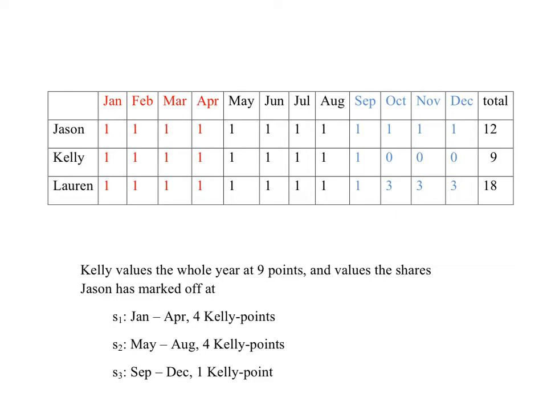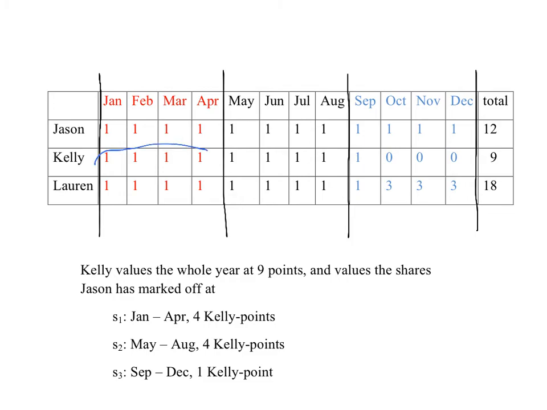Of the 3 shares that Jason has marked off, which ones are fair shares for Kelly? Well, from Kelly's point of view, the whole year is worth 9 Kelly points. Right? So nothing for October, November, December, but 1 point each for January through September. So in this way of setting up the point scheme, the whole year is worth 9 points, and therefore a fair share will have to be worth 3 points or more for her. So we can go through and ask which of the 3 shares are actually worth at least 3 Kelly points, from Kelly's point of view.